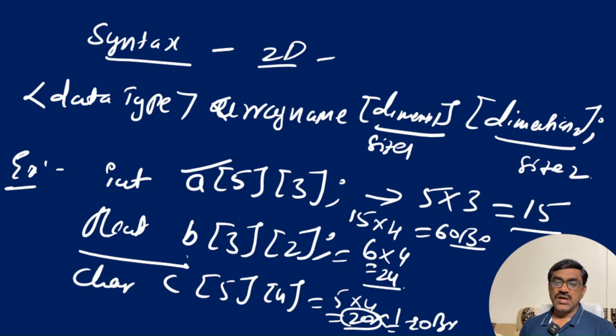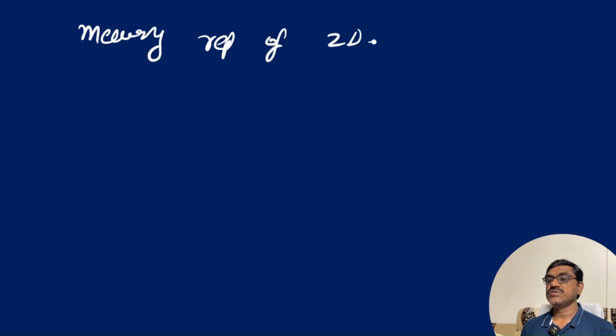Next we will see how the memory is represented, or what the memory representation of a two-dimensional array is. Here I am talking about the memory representation of a two-dimensional array.